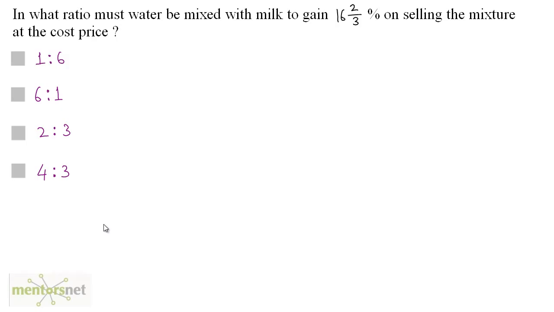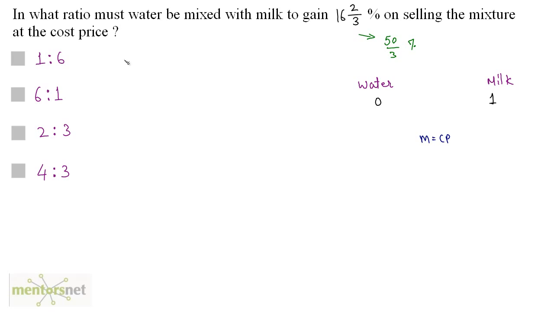In what ratio must water be mixed with milk to gain 16/3% on selling the mixture at cost price? So the two quantities here are water and milk. Now water is free, so its price is 0 rupees per kg. Let the cost price of milk be 1 rupee per kg. Now it is said that the mixture is sold at cost price. That means the mean price is the cost price. So let us first find out what is the cost price.